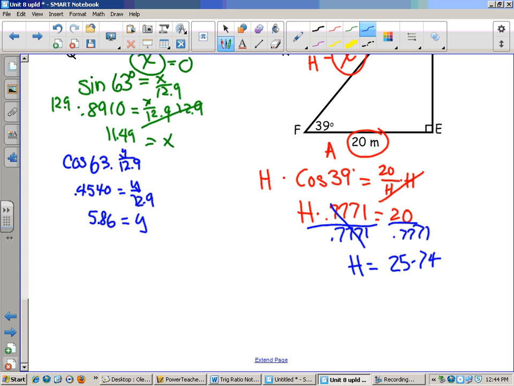I can't solve for the hypotenuse when it's on the bottom of a fraction, so I have to get it out of the bottom of the fraction. And the way you do that is I multiply both sides by h, so now the one that was in the bottom of the fraction goes away, right? They cancel each other out. And now I have an h in the top of the fraction. Okay? So this one would be 25.74. Okay? All right, and I think I want to stop there and give you a chance to practice this.